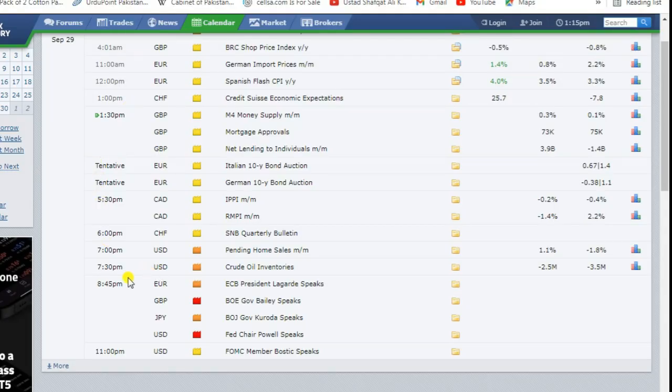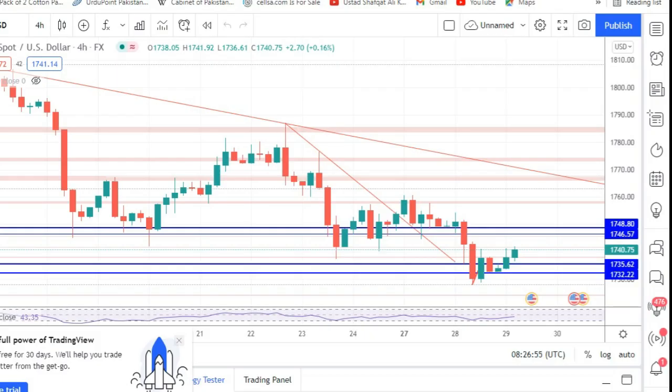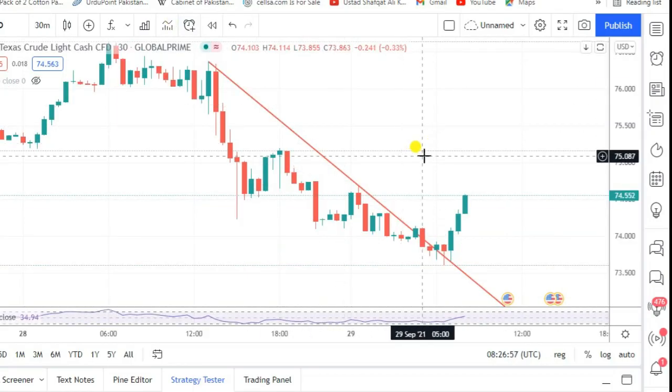Today at 7:30 p.m. according to Pakistan time, there's a crude oil inventory news, so you guys have to pay attention there. I think the market would be very bullish today, so you guys have to look at that side also.